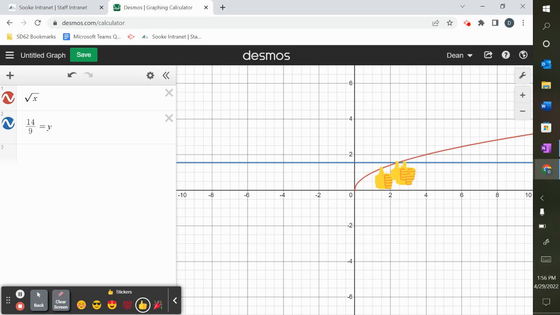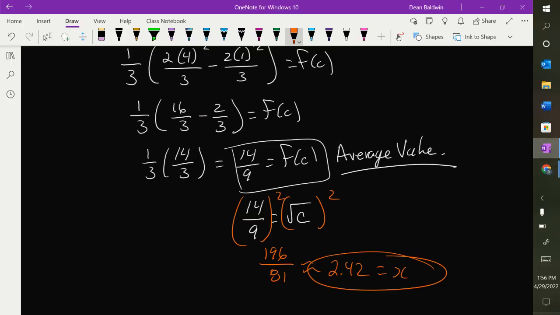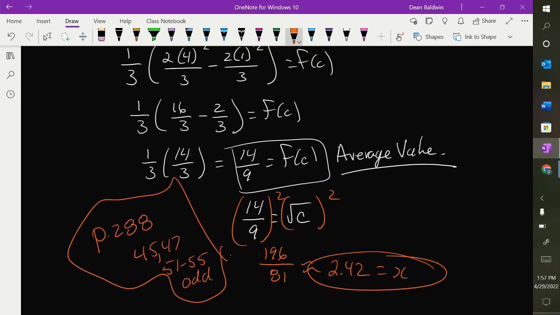enjoy that. A couple questions I would like you to do are page 288, 45, 47, 51 to 55. Just do the odds, and that'll give you average value and mean value theorem stuff.